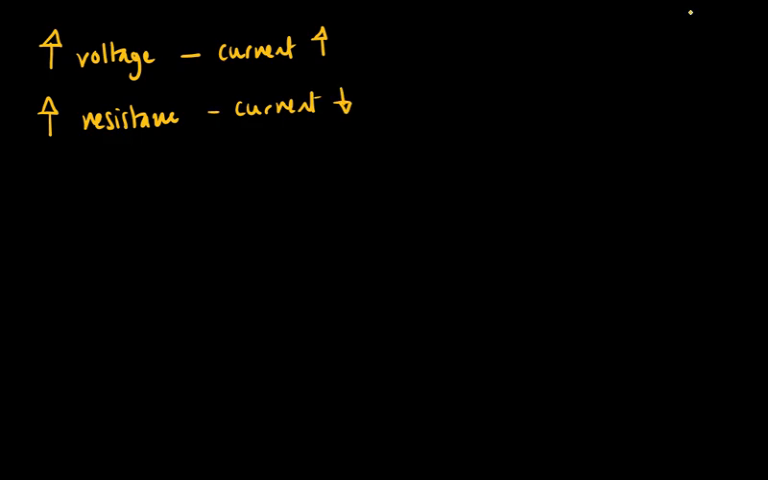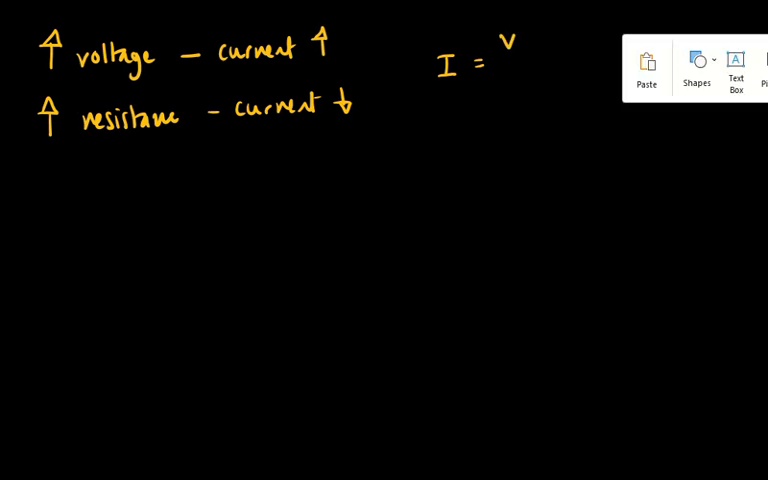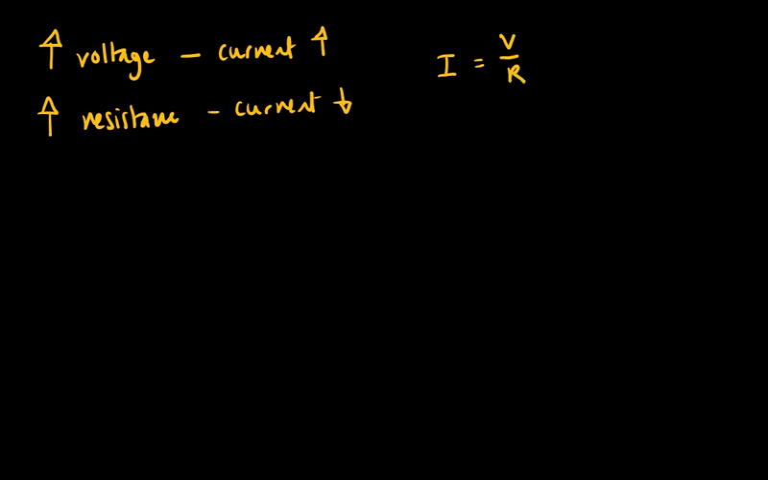Now, the way I'm going to measure current, I'm going to give current the letter I, because C is taken by charge, is voltage divided by resistance. Now, current is measured in amps, A, voltage is measured in volts, V, and resistance is measured in something called ohms, which has this slightly odd symbol here.